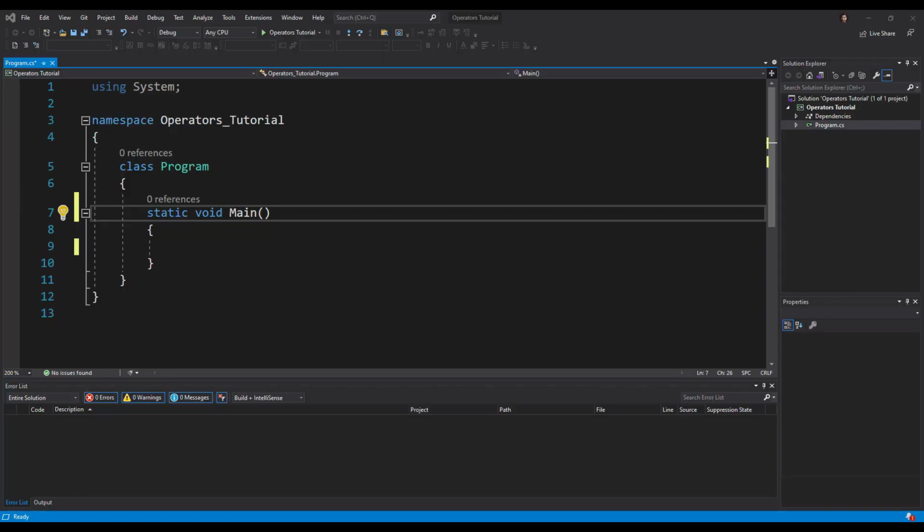I'm Goss, and today we're going to learn about operators. Operators allow us to perform operations on variables and operands. We'll be covering arithmetic operators, assignment operators, comparison operators, and logical operators.